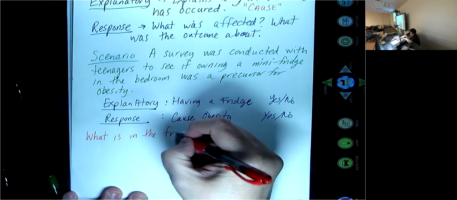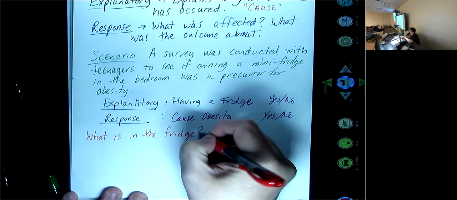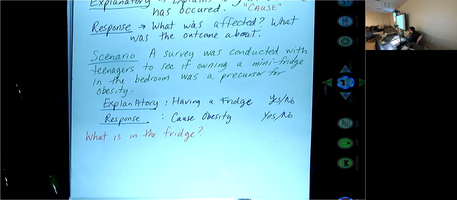Don't the contents matter? If it's filled with fresh fruits and bottles of water, says no mini fridge owner ever in their bedroom. But what's in the fridge kind of matters, you know? Is it all that matters? What other things could cause obesity?